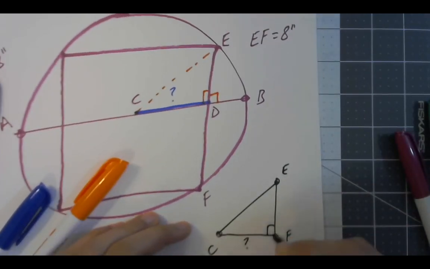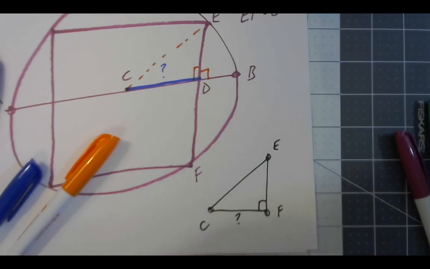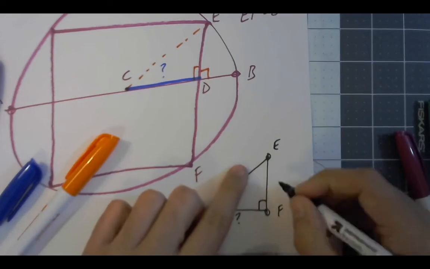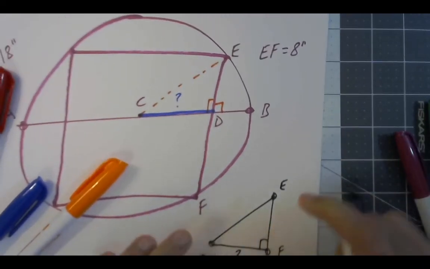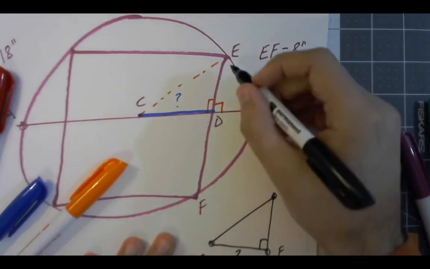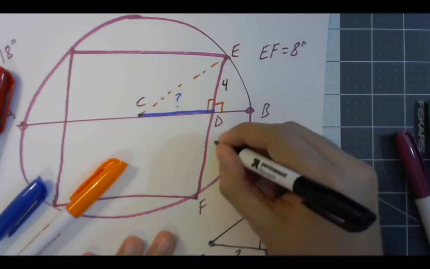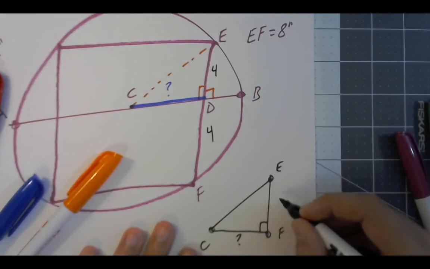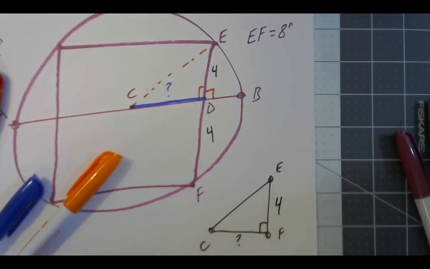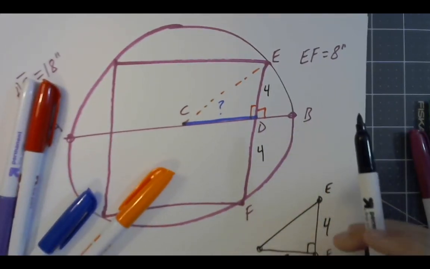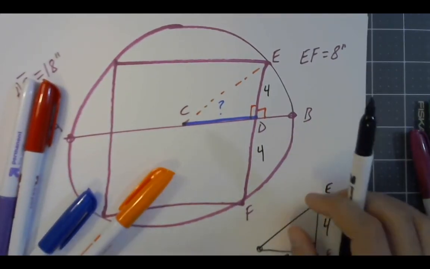This is what I want to know more than anything. I don't know if I have this. I might not. I do have this though, by way of this. So I know E to F is a total of 8, so I have to split that in half. That means the leg of my right triangle is 4.